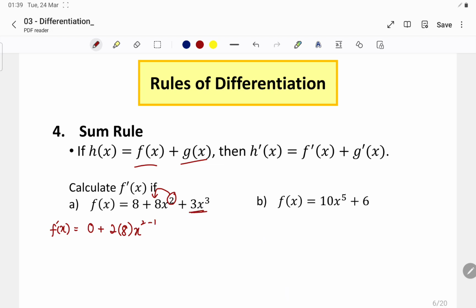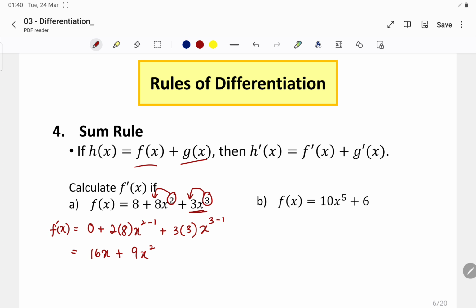Then we settle 3x to the power of 3. Also the same here, you put plus. Bring 3 in front, so 3 multiplied with 3, then copy x to the power of 3, then the power minus 1. When we get it like this, you just simplify. The 0 you just maintain, no need to put 0. 2 multiplied by 8 is 16. Then x to the power of 2 minus 1 becomes 1, so no need to put x to the power of 1. Then we have 3 multiplied by 3, which is 9, and x to the power of 3 minus 1 becomes x to the power of 2. So the answer is 16x plus 9x squared.